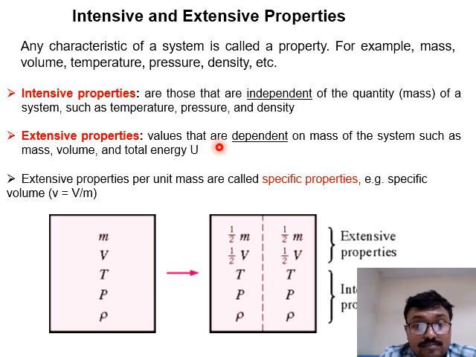Extensive properties means the properties depend on the mass of a system. For example, volume of a system, energy present in the system, mass of a system. They are called extensive properties. Extensive properties per unit mass are called specific properties, and specific properties are intensive properties. So extensive properties per unit mass give the intensive property.